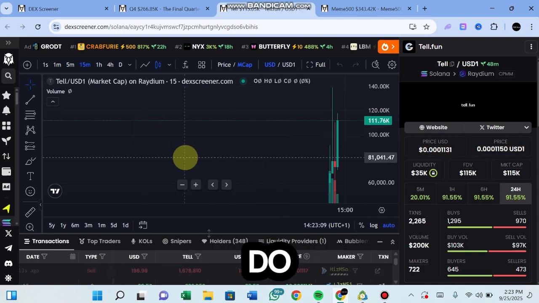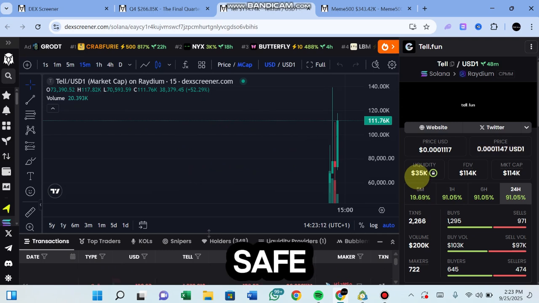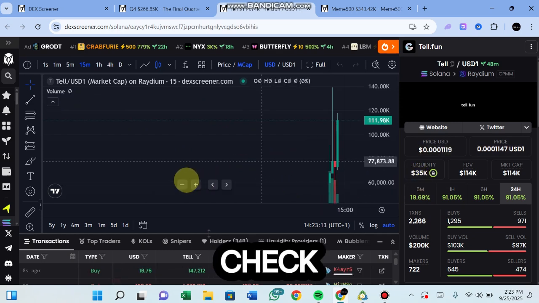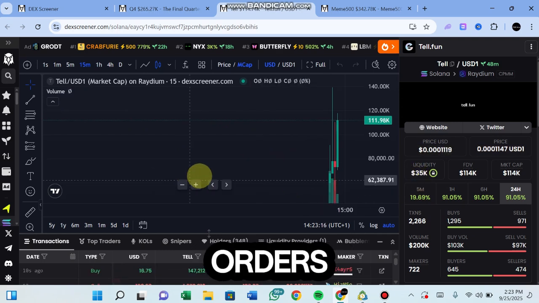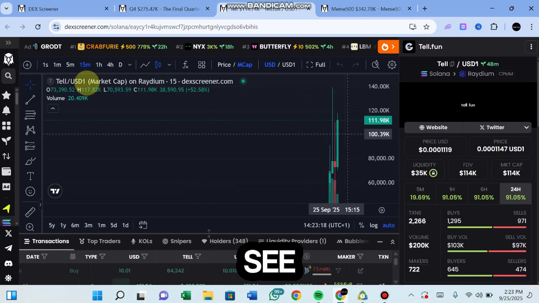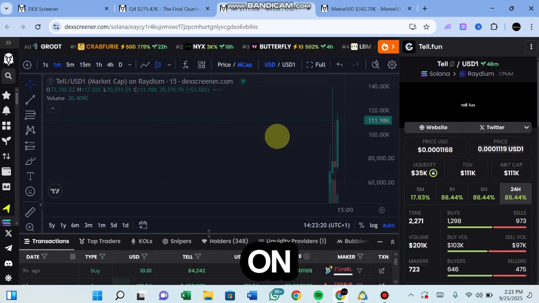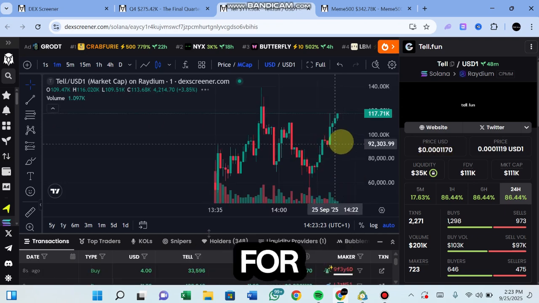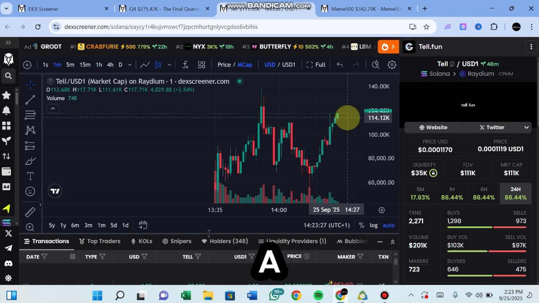But all I need to do is very much the same. I need to be safe, not to lose my money. So I still have to check if liquidity is actually locked, check the top 10 orders, check Twitter to see what is actually going on with this particular coin. Especially, I put it in 1 minute and wait for a dip before I buy the coin.